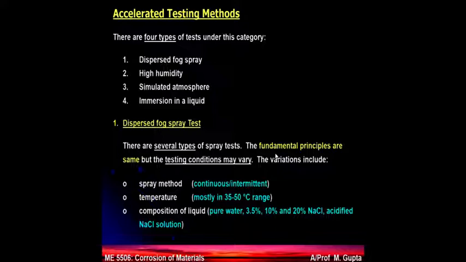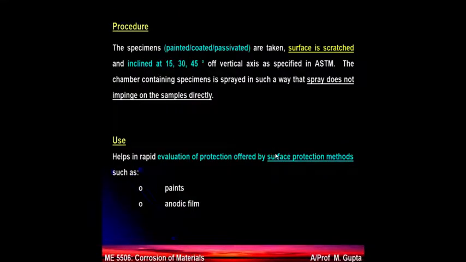You take a coupon. You can take a painted coupon, a coated coupon, or a passivated coupon. You scratch the surface. You incline it at a certain angle, 15, 30, 45, based on a standard. ASTM stands for American Society for Testing and Materials. And then you spray the chamber, and the spray should not fall on the samples directly. So these are the fundamental principles, irrespective of the type of spray testing method you use.